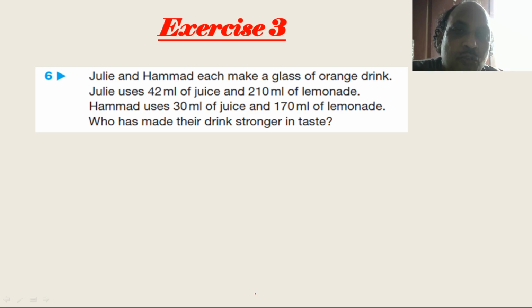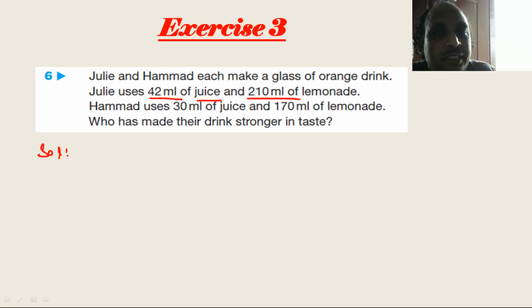Question number 6. Julie and Hamad each make a glass of orange drink. Julie uses 42 milliliters of juice and 210 milliliters of lemonade. Lemonade is actually used in place of water, just like lemon water. The juice is what makes the drink's concentration increase or decrease, depending on whether we use more or less. Whereas Hamad uses 30 milliliters of juice and 170 milliliters of lemonade.